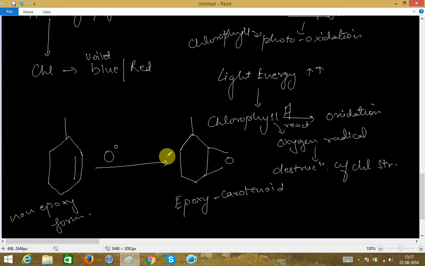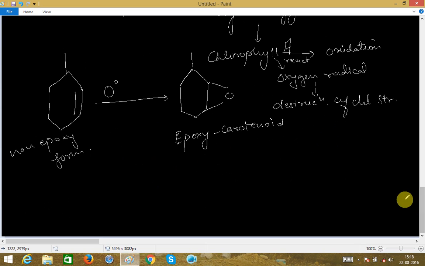If the oxygen radicals were free, they would have reacted with chlorophyll A, but now carotenoids have reacted with those oxygen radicals to protect the chlorophyll. This is what is happening during the daytime when you have the light intensity. But during the night time, this epoxy carotenoid will again get converted back to the non-epoxy form.